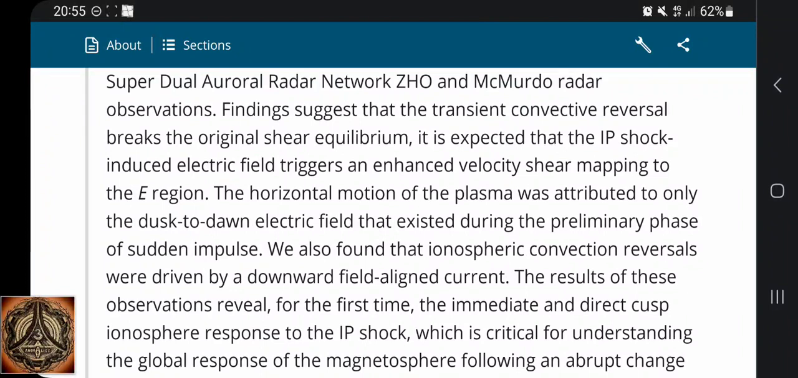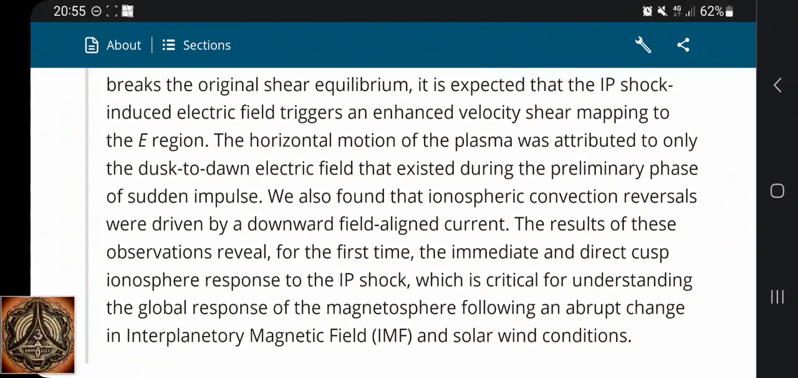Findings suggest that the transient convective reversal breaks the original shear equilibrium. It is expected that the IP shock-induced electric field triggers an enhanced velocity shear mapping to the E region. The horizontal motion of the plasma was attributed to only the dusk-to-dawn electric field that existed during the preliminary phase of sudden impulse. We also found that ionosphere convection reversals were driven by a downward field-aligned current.